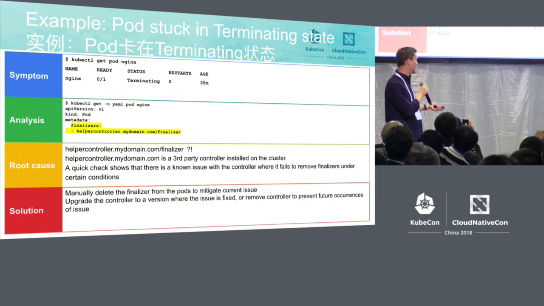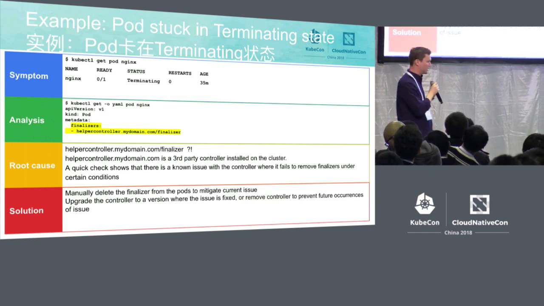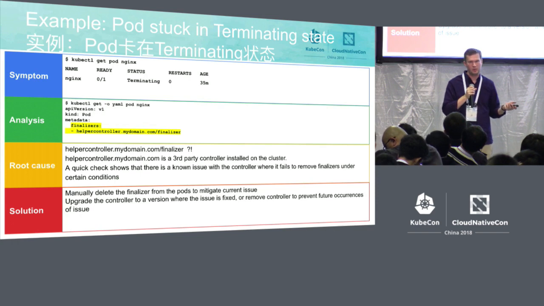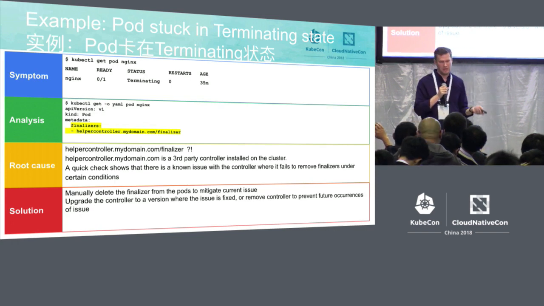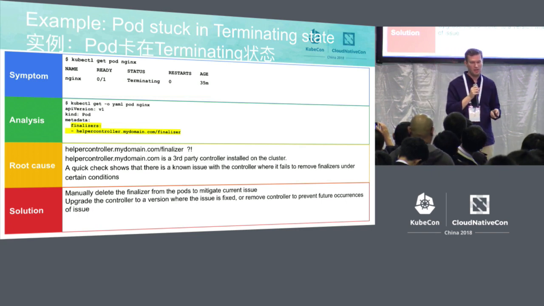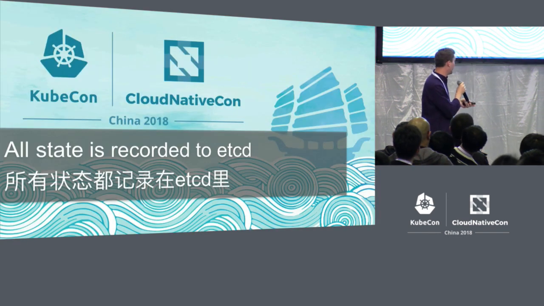If you needed an immediate fix, you could literally edit the YAML and remove the finalizer, but that's a little risky because now you're doing a hand edit, maybe on a production system. So another alternative would be to upgrade that controller to the version that says it fixes the problem and see if that cleans up the terminated pods. Let's look at one more example.